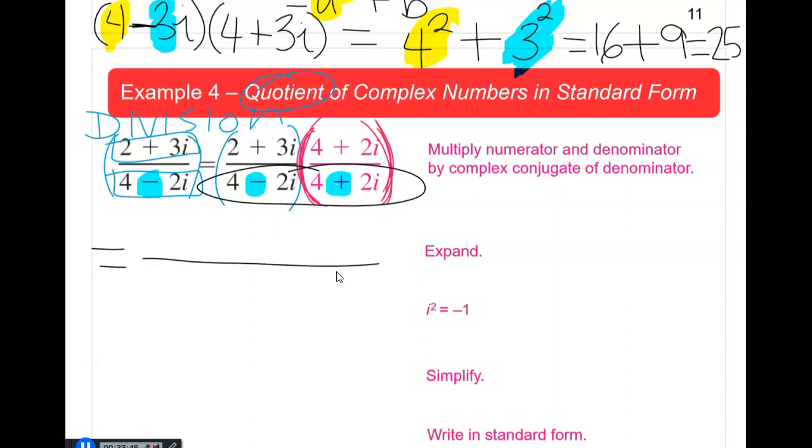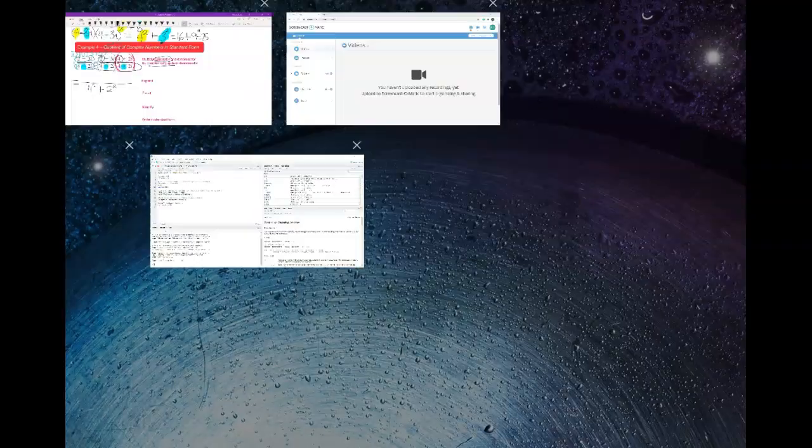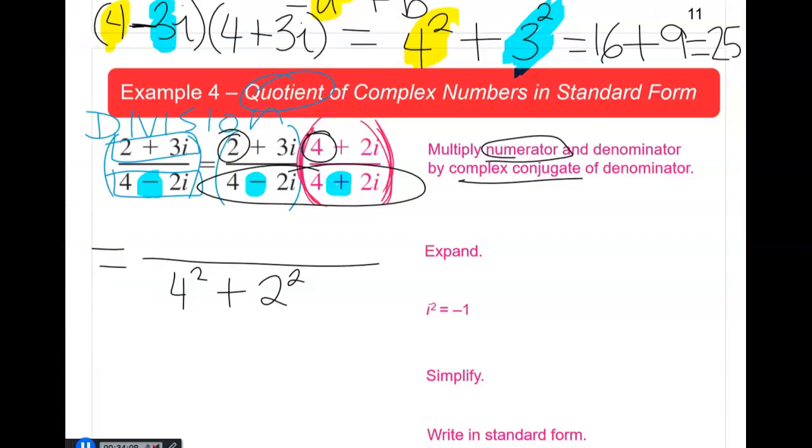So that's going to be 4 squared plus 2 squared. We could use the shortcut because they are complex conjugates. And now we need to multiply times the numerator. So in this case, we're going to have 2 times 4, which is 8.